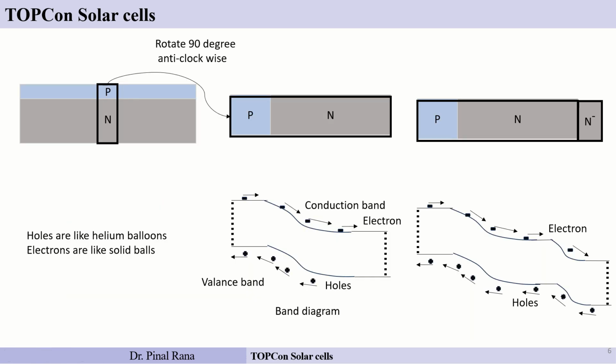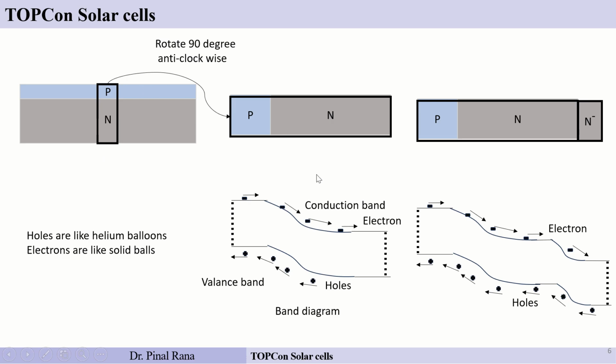Now let us understand how this electron and hole move in different directions using a driving force, and let us understand using the band gap energy diagram. So for the TOPCon solar cell, this is a p-type emitter and this is the n-type base. Now let's take a small strip over here and rotate it anticlockwise by 90 degrees.